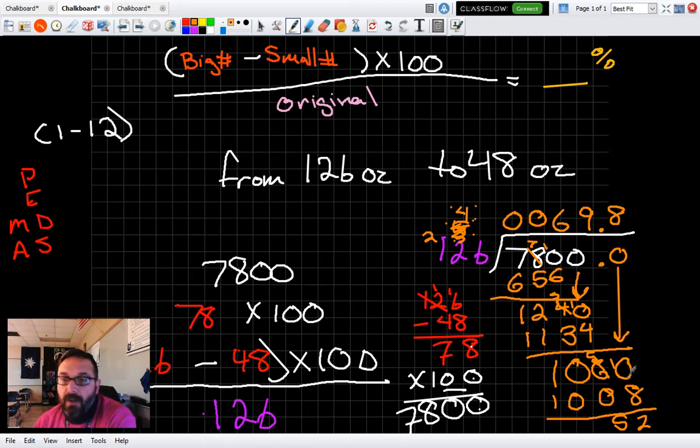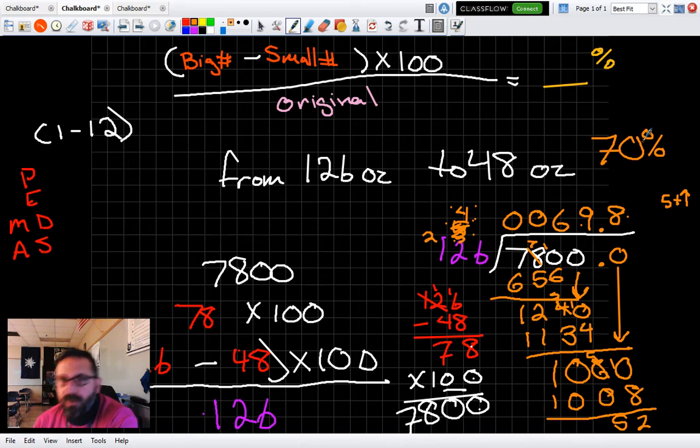Okay, now it said round to the nearest percent. So I want a whole number here. Well, this 8 is 5 or more, so I'm going to round the 9 up. When I round that 9 up, I'm going to round it up to a 10, which means I'm actually pushing the 6 up as well. So I have a total of 70%, rounded to the nearest percent.